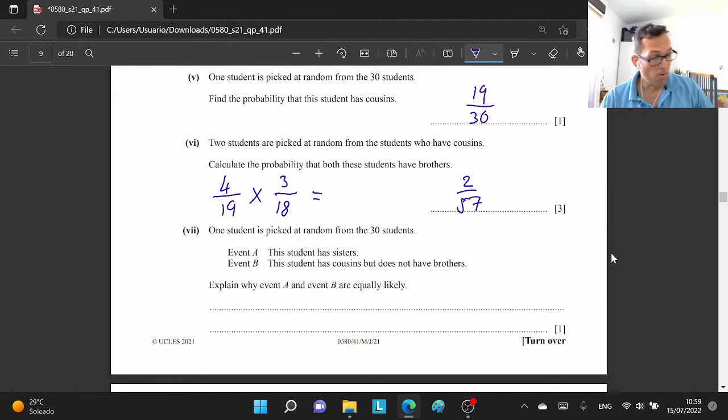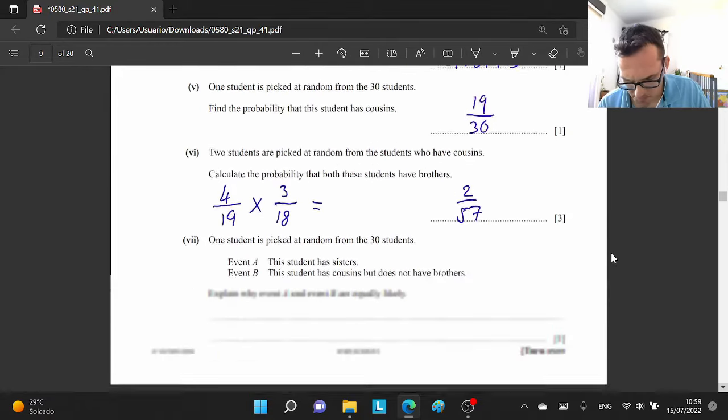Question 6C, part 7. One student is picked at random from the 30 students. Event A, the student has sisters. Event B, the student has cousins but does not have brothers. Explain why events A and B are equally likely. Equally likely means they have the same probability. So let's have a look.